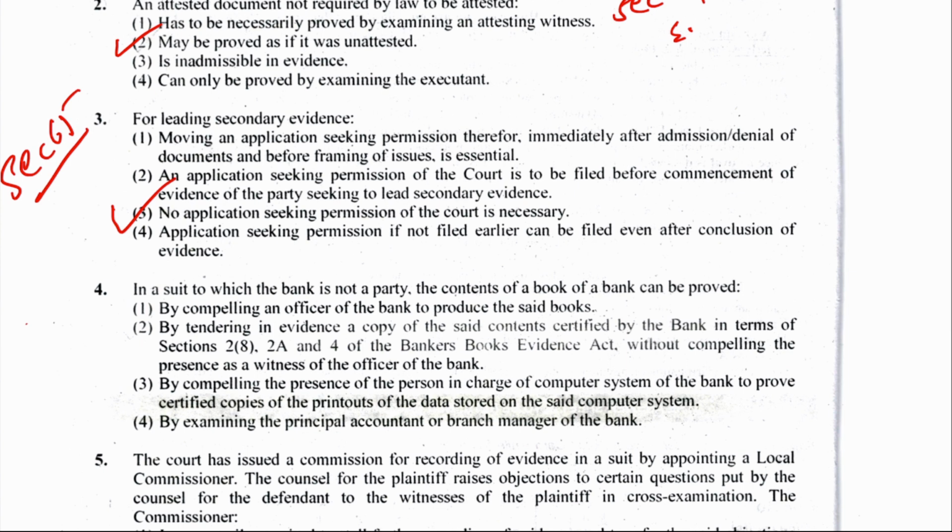In a suit to which the bank is not a party, the contents of the book of the bank can be proved by what? Right answer is option number 2. By tendering in evidence a copy of the said contents certified by the bank in terms of sections 2(8) and 4 of the Bankers Book Evidence Act without compelling the presence as a witness of the officer of the bank.